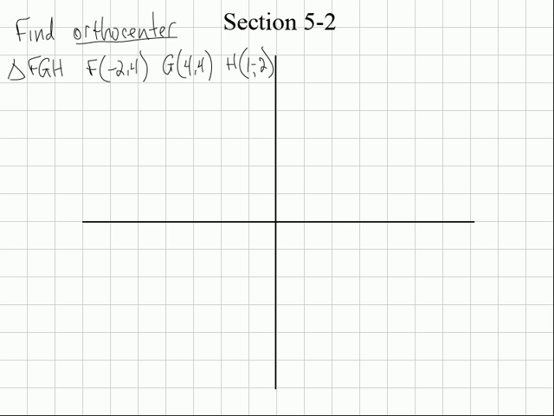I didn't make that last triangle. I just made the triangle black and I made the medians red, didn't I? Is that what I did? Okay. So let's see. (-2, 4). 1, 2, 3, 4. All right. That's point F. And then (4, 4). 1, 2, 3, 4. Right there. And then (1, -2) would be right there. All right. Let's connect these.